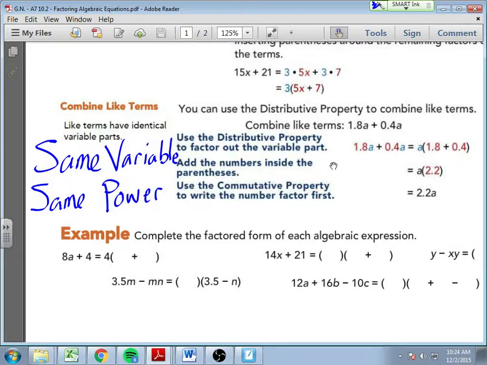So 1.8a and 0.4a are like terms because they both share a to the first power. So essentially, why we want to look at factoring is when we combine like terms, we are pulling out that common factor of a, adding the numbers together, and then putting it all back together.